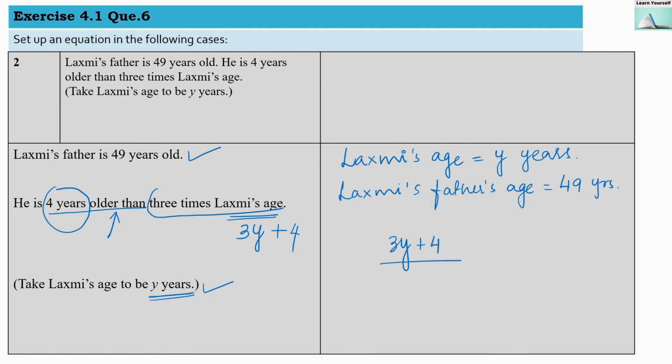But what is this 3y plus 4? It is Lakshmi's father's age. That we know, that is 49 years. So that equals 49 years. So when we are adding this 3y plus 4, it should give us 49 years. So our answer here is 3y plus 4 equals to 49.